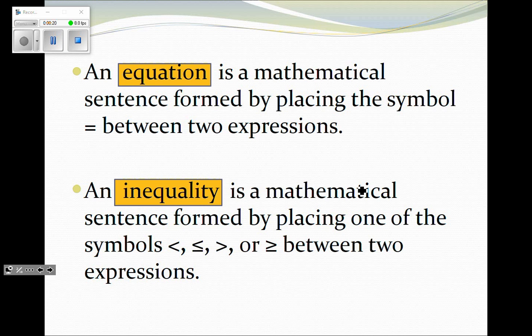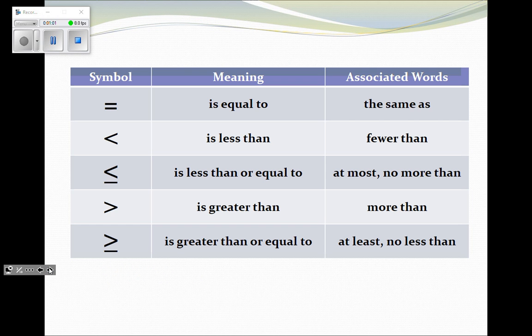All right, the first thing we want to do is define what an equation and an inequality are. So an equation is a mathematical sentence formed by placing the equal sign between two expressions. And if you remember, an expression is something like 2x or x plus 5 or s plus 10, something like that. On the other side, we have an inequality. This is a mathematical sentence formed by placing one of the symbols right here, the greater than or equal to symbols, between two expressions.